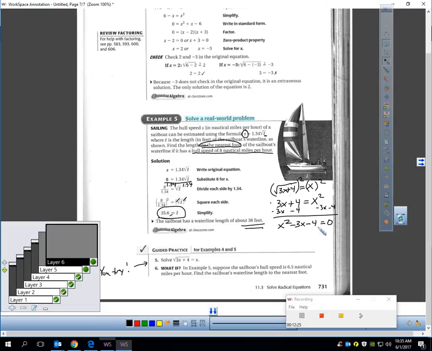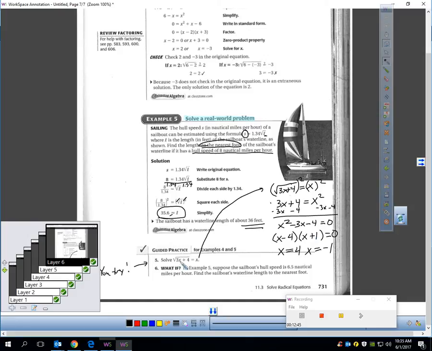And now I'm like, wow, that's not very hard to factor. Negative 4 times positive 1 is negative 4. Negative 4 plus 1 is negative 3. That's an easy factoring problem. Negative 4 and 1 are my factors. So if I plug in 4 here and negative 1 here, I'll get 0. Let's check. Do I have any extraneous solutions?